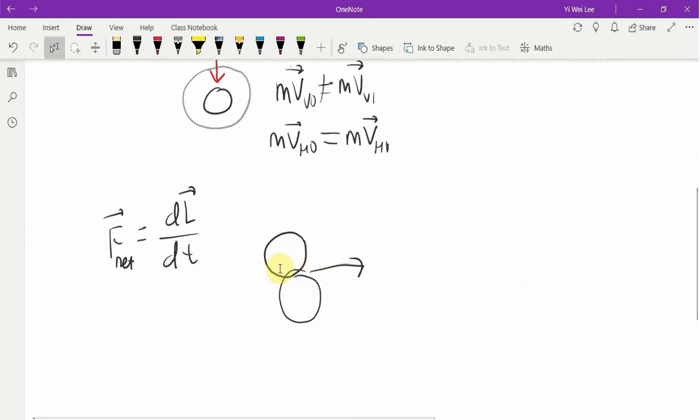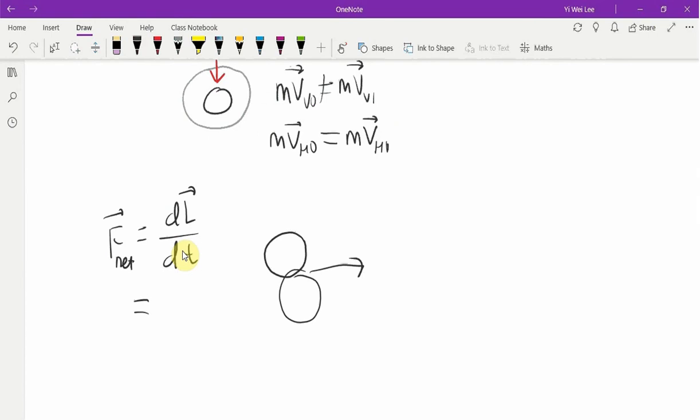Now, during the very short span of time of the collision, this particle exerts a force on this particle, and this particle also exerts a force on this particle. Mathematically speaking, we can assume that the force they exert on one another is very big. Why can we say the force is very big? Because the time of contact between both particles is very short. It means that the dt term will be extremely small.